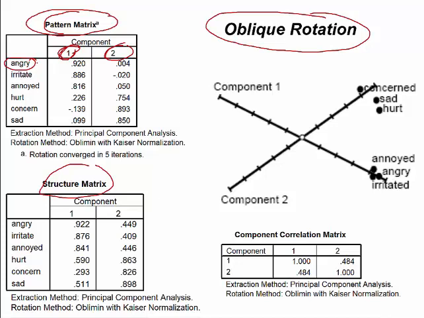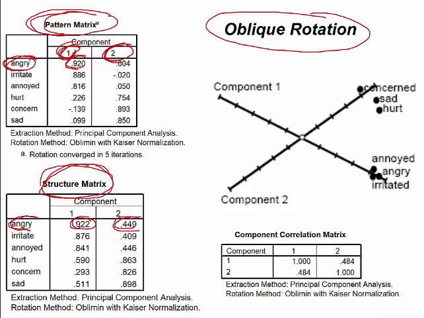And so now the pattern matrix, the effect of each component predicting an item controlling for the other component, is not the same as my structure matrix, which is the correlation between the component and the item without controlling for the other component. So the pattern matrix gives me the unique effects, the extent to which each component explains unique variance in an item controlling for the other factor. And the structure matrix gives me correlations, the extent to which each component or factor correlates with each item without controlling for the other.